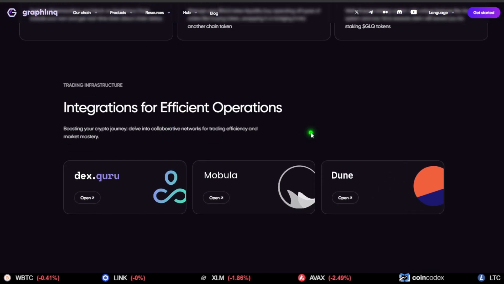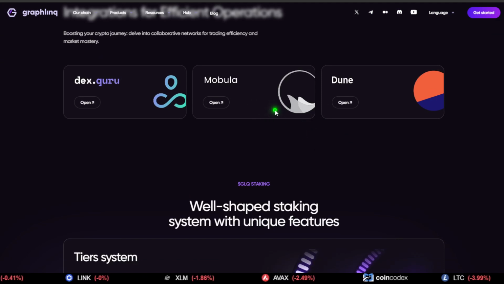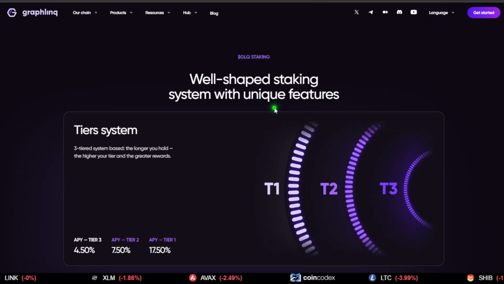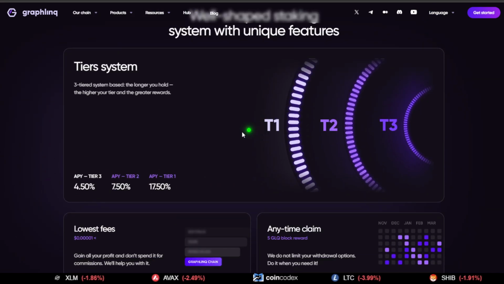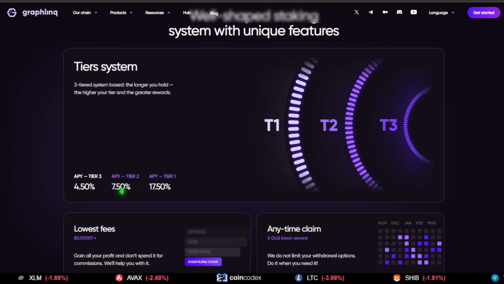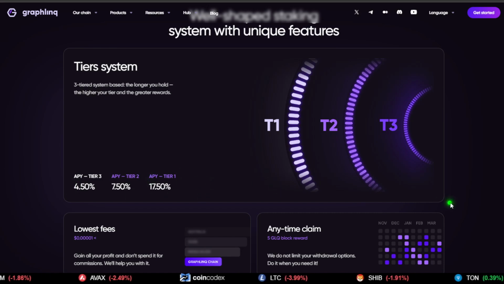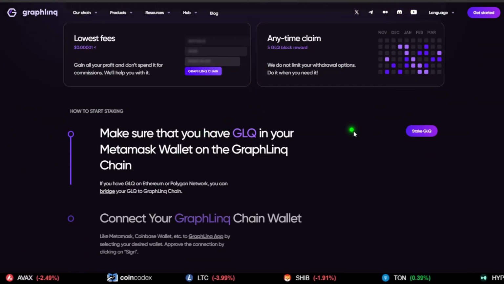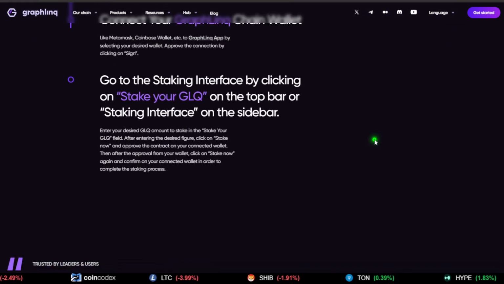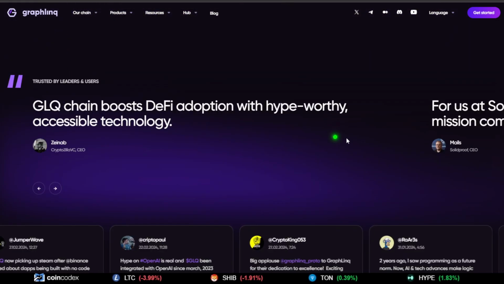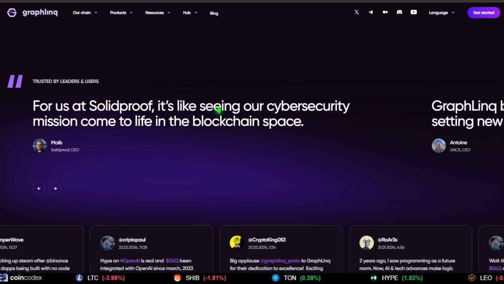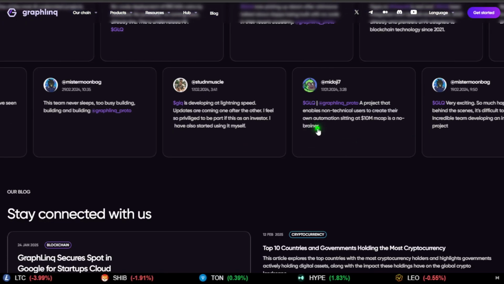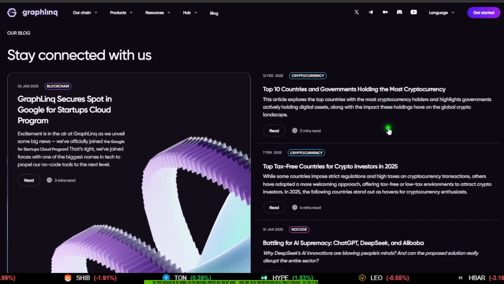Way too much. Integrated for efficiency, okay, we got Mobula, Dex Guru and Dune for some data if you're looking for that. And then a well-shaped tier system, basically for your APY, tier 1, tier 2, and depending on what tier you're at, that will tell you what you're going to be earning passively, which is good. And the lowest fees, okay, of course every chain says it has the lowest fees, and that's where we're at. And then some trustworthiness, some trusted leaders and users, and that's where we get to some of these socials. You can see they're somewhat active, and we'll talk about their socials in a second.